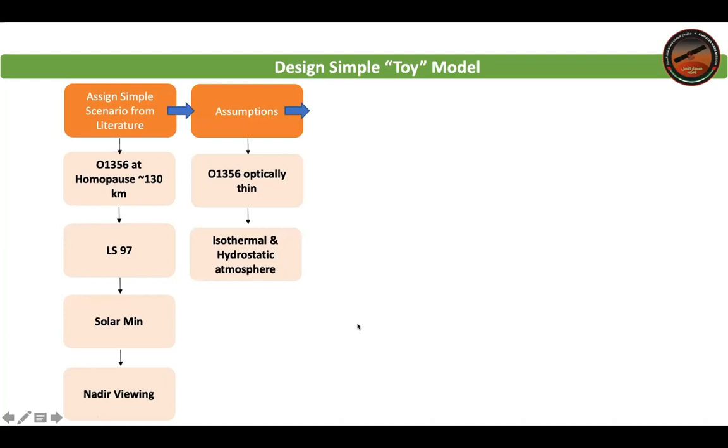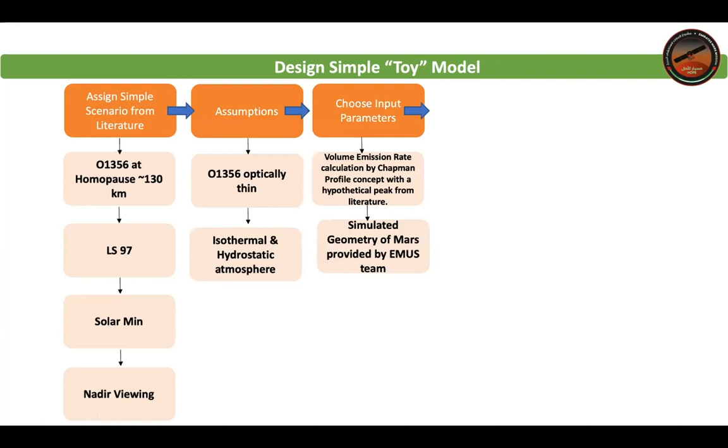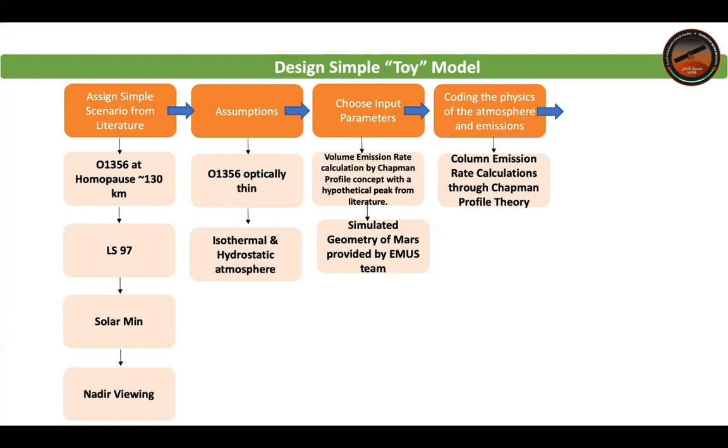We had our assumptions done. We were assuming that oxygen is optically thin. We assumed an isothermal and hydrostatic atmosphere. We chose input parameters. We chose volume emission rate calculation by Chapman profile concept. Basically we took a hypothetical peak from literature. In this case, it was around 10. And then we used calculation from Chapman profile. So very simple assumptions of the atmosphere to be able to generate some results. We used simulated geometry of Mars provided by the EMUs team we have. So this was simulated geometry of what we expect the EMUs instrument to provide. So we tried to incorporate some physics of the atmosphere and used column emission rate calculations through Chapman profile theory as well. And then we evaluated the results.